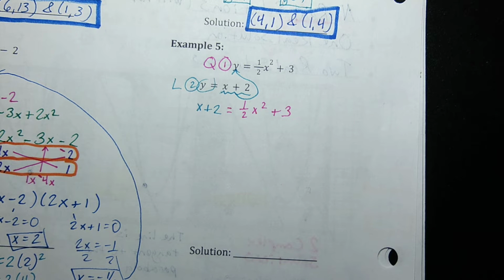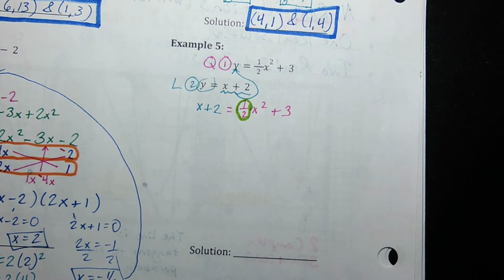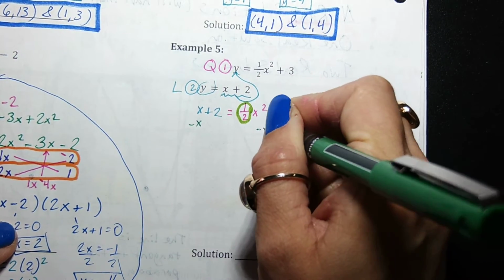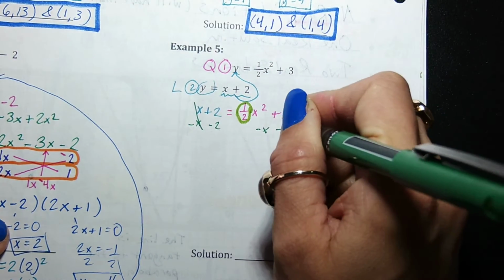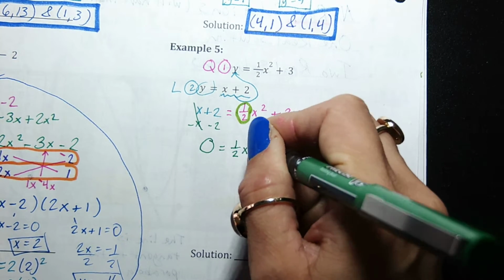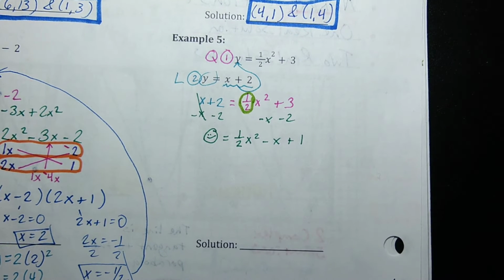Now from here, once we do substitution, we've got ourselves a quadratic, and our goal is we want that a value to remain positive. So currently it's positive, so that means we're going to slide everybody to the right side to keep everything positive. So minus x, and then minus 2. And once we have that in standard form equal to 0, the goal is to try to factor it.